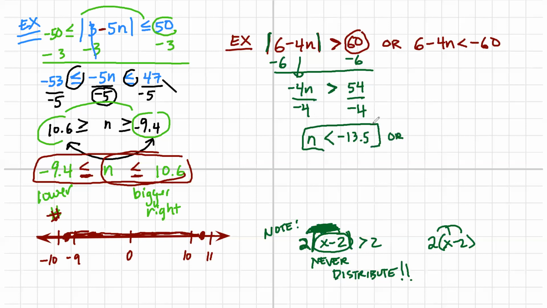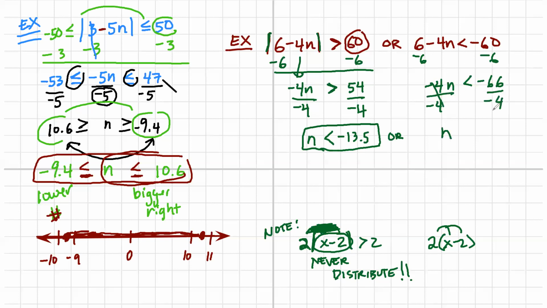Now we have to do this part, subtract 6 again, but this time we're subtracting 6 from -60, which gives me -66 over here this time instead of 54. We still have that -4n. We're going to divide by -4.